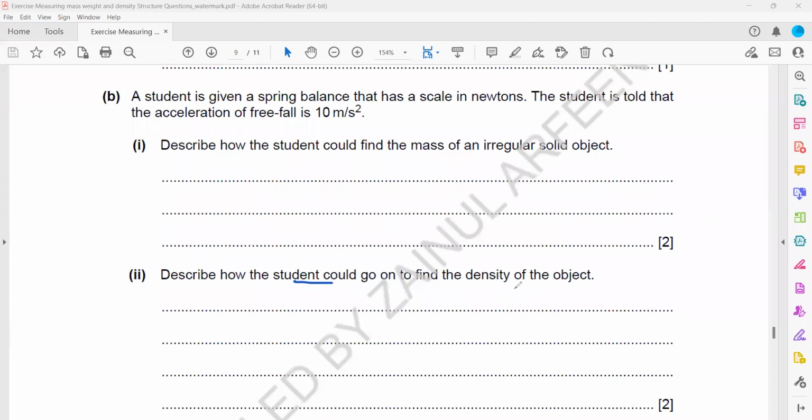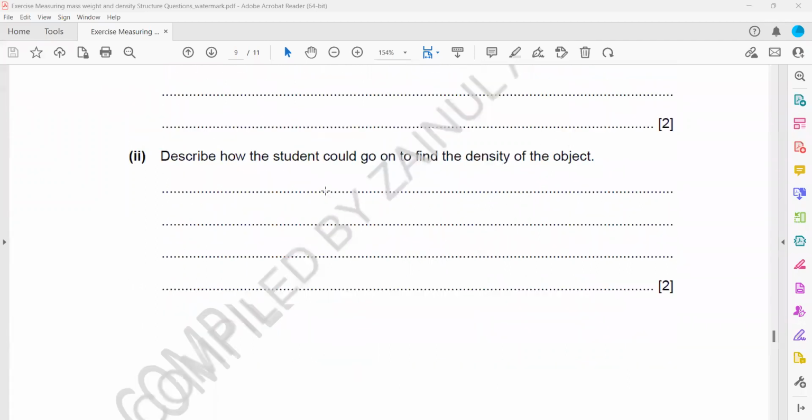Then how could the student find the density of an object? If you want to work out the density of an object, we can take a measuring cylinder. The same answer: fill the measuring cylinder with liquid, record the volume, then add the object to the measuring cylinder, record the final volume, and take the difference to get the volume of the object.